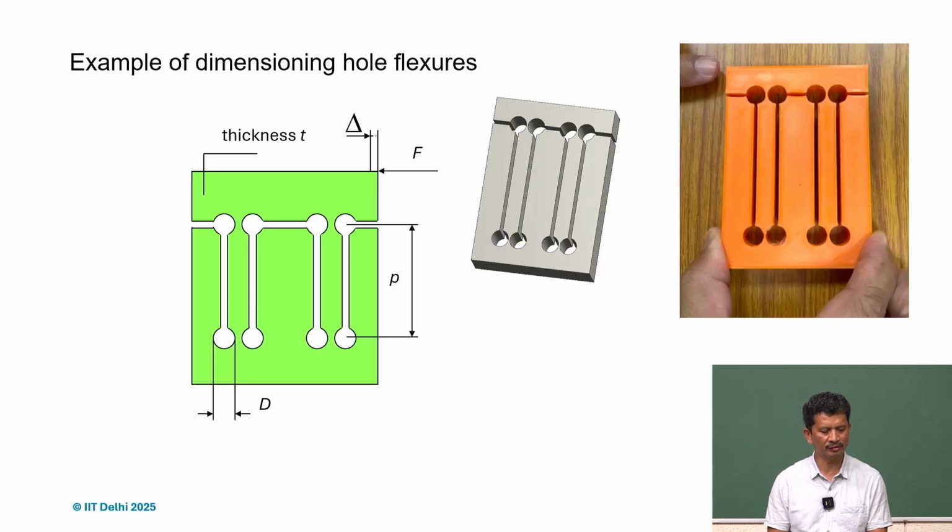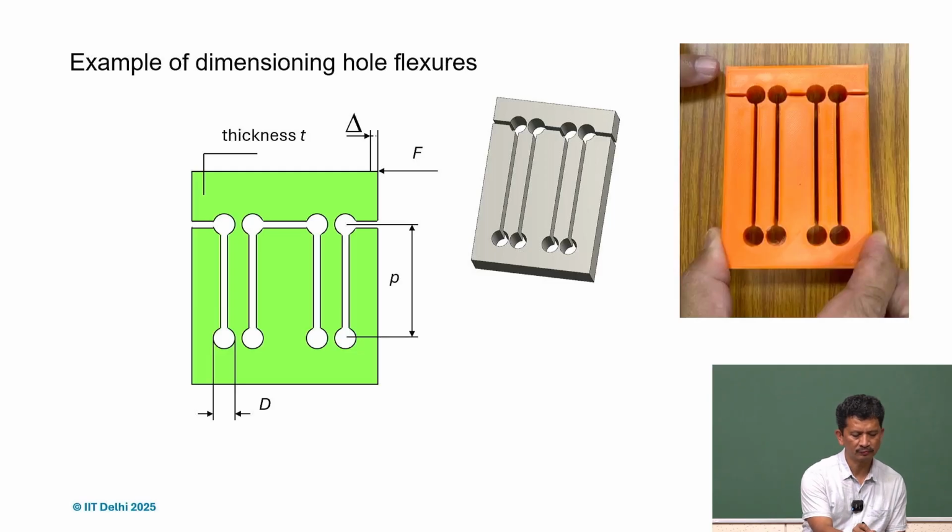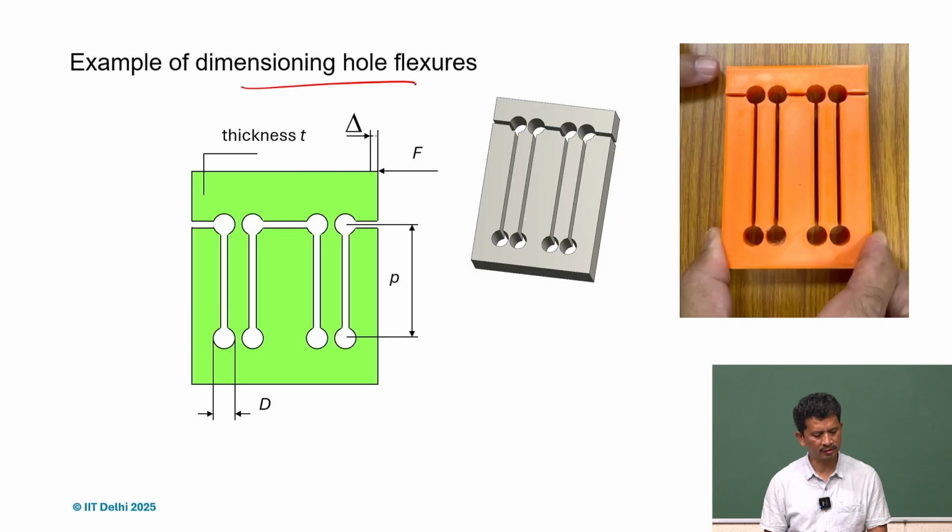In the last lecture, we talked about hinge flexures and saw some examples of how they can be implemented to get different kinds of flexure mechanisms. We also discussed this problem, how to dimension. So we'll just go through it once again.